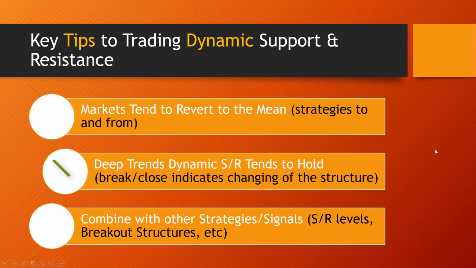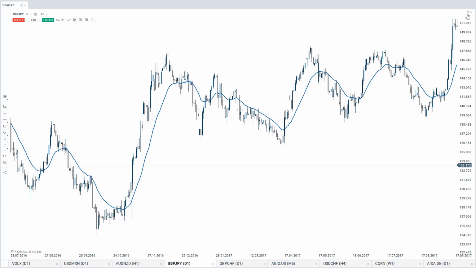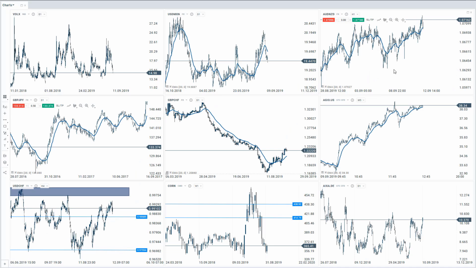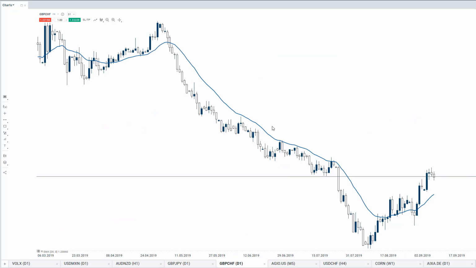Okay, so getting to the second point now. In deep trends, dynamic support and resistance tends to hold. So let's go back to the charts. Okay, so let's look at pound Swiss. And here we are. Maximize that.